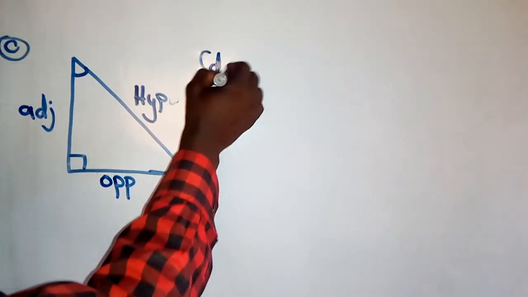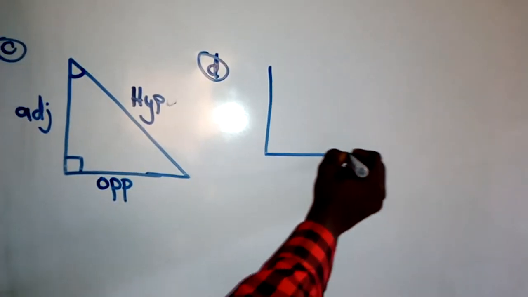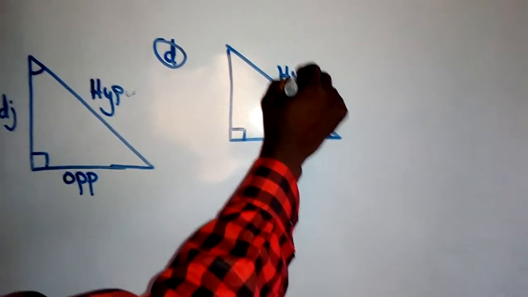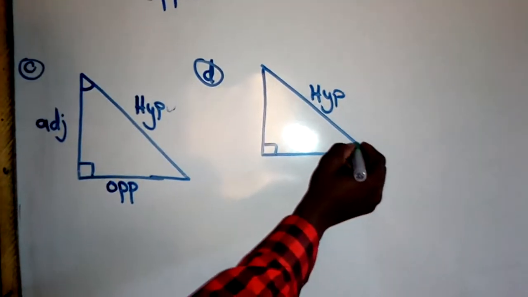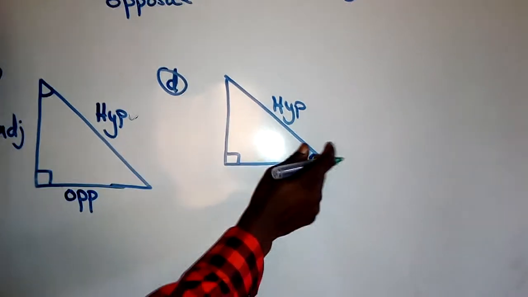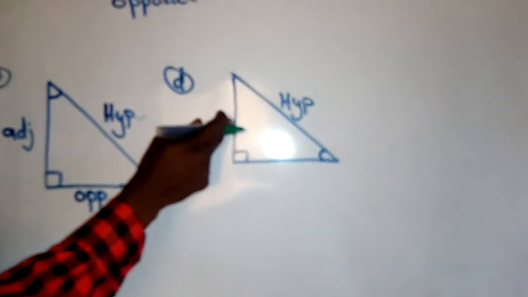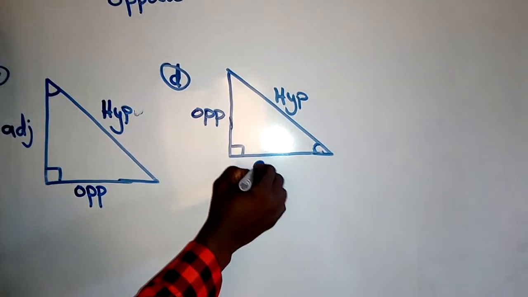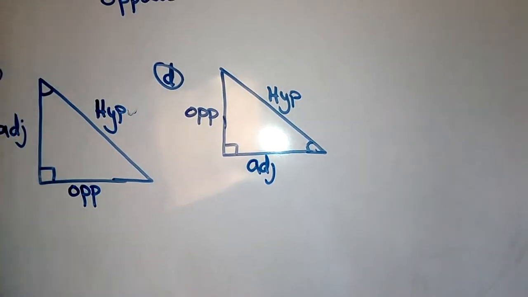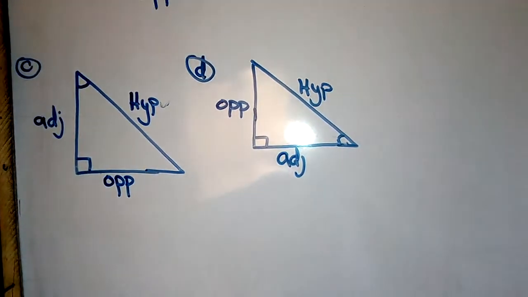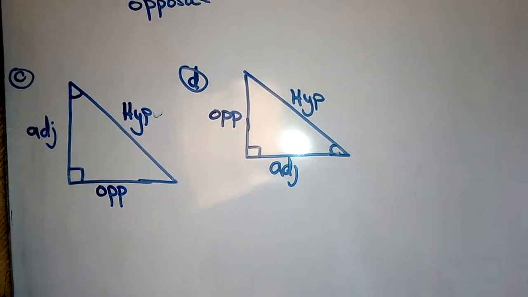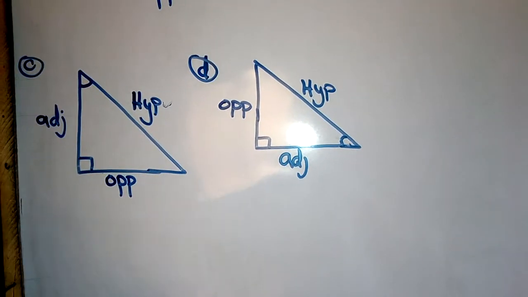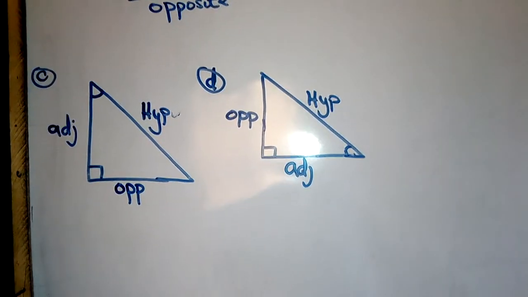Look at this drawing also. If you are given something like this, the hypotenuse remains the longest side. If this is the angle that you are given, then the side which faces the angle that you are given will be your opposite, while this place will remain your adjacent. So it is only the hypotenuse that is constant, that does not change. But the opposite and the adjacent, they are both a function of the angle which you are given.